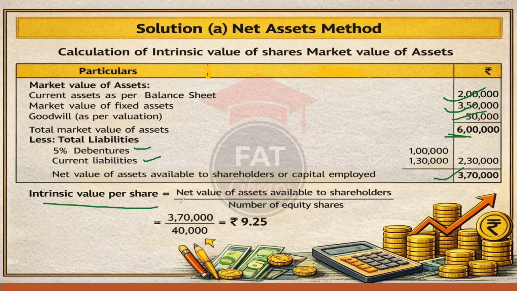And the intrinsic value per share. How do we calculate the intrinsic value per share? Net value of assets available to shareholders divided by number of shares. So what is the intrinsic value? 3,70,000 divided by 40,000 shares. So it is 9 rupees 25 paise per share that will be the intrinsic value. This is how we need to calculate the intrinsic value per share under the net asset method.